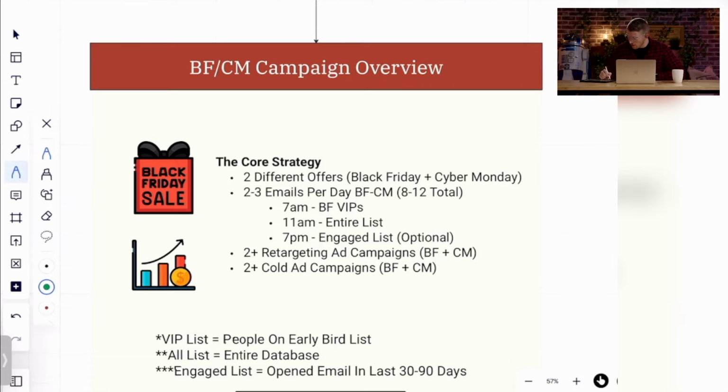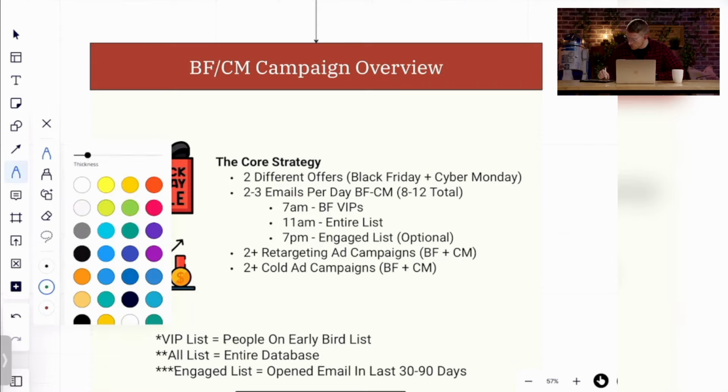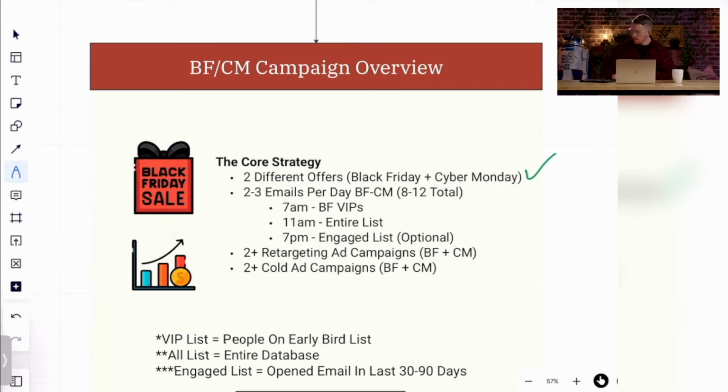From a core strategy standpoint, we first are going to have 2 different offers for Black Friday, Cyber Monday. Obviously, we just kind of talked about that, so we'll put a little check mark there. The next thing we're gonna do is we're gonna have 2 to 3 emails per day from that Friday through that Cyber Monday. Now, leading up to Black Friday, we are going to let our list know, hey, big deals on Black Friday. We're trying to put our face in front of them in their inbox leading up to Black Friday. But on Black Friday through Cyber Monday, we're gonna send 2 to 3 emails per day.